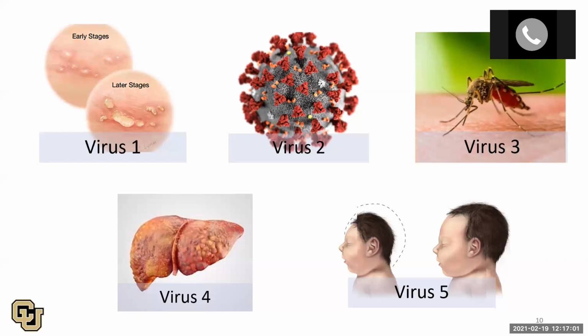Okay, so I think I've heard all the right ones. So virus 1 is a herpes virus in general. 2 is COVID. Not COVID, SARS-CoV-2. 3 is West Nile. 4 is Hep C, and 5 is Zika. You still need to tell me what connects 4 of them. Are they RNA viruses?